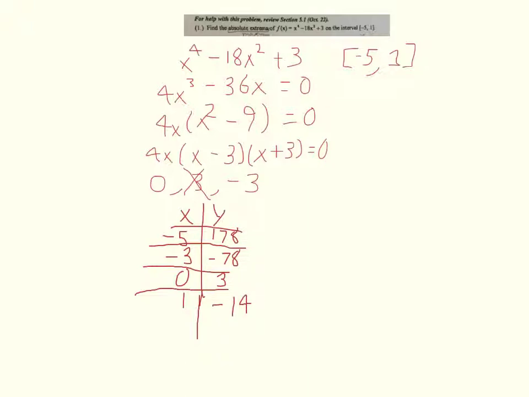So as you can see from this interval, our absolute maximum for this function on the interval from negative 5 to positive 1 would be at x equals negative 5, y equals 178. So this is our absolute maximum. And then our absolute minimum is at x equals negative 3, y equals negative 78. And that is our absolute minimum for this particular interval.